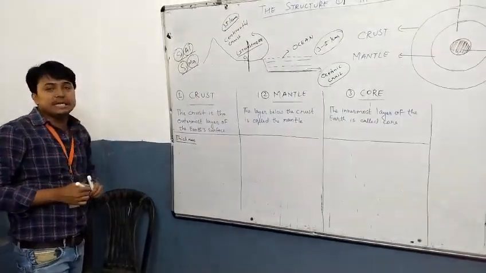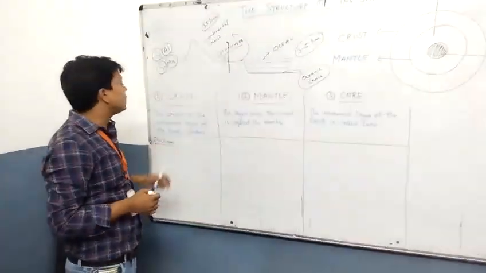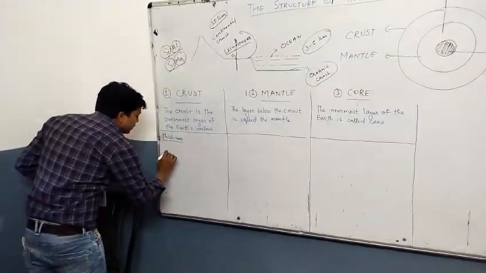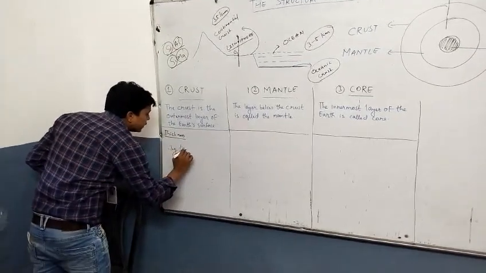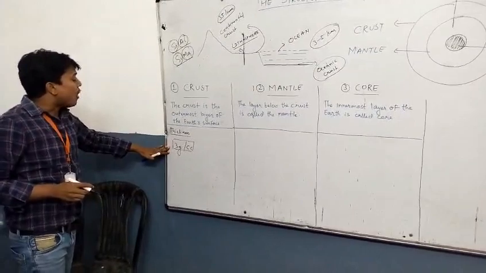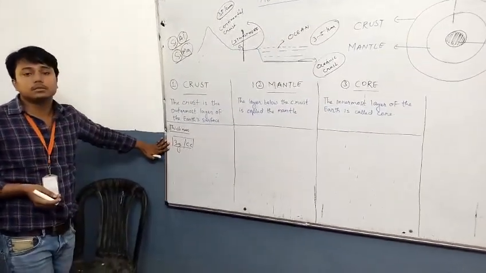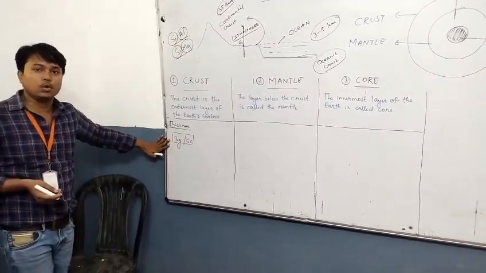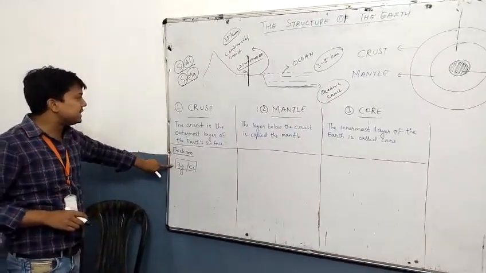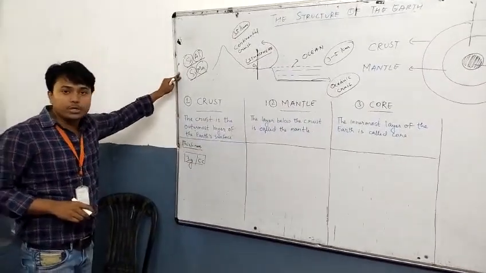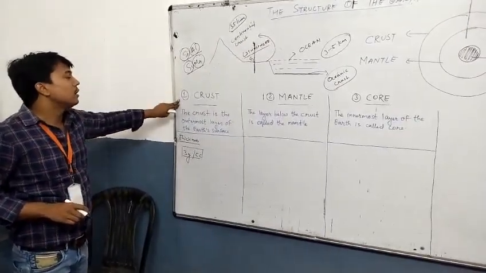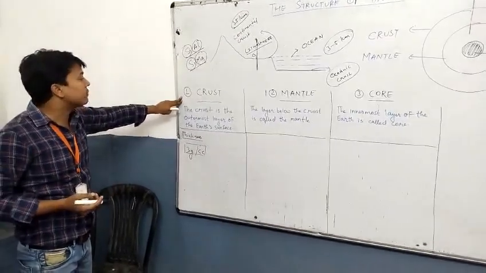Now the density, we talked about the density of the crust. The density of the crust is 3 gram per cubic centimeter. Okay. Now we discussed about the thickness, density, minerals found here. So these are the characteristics of crust.